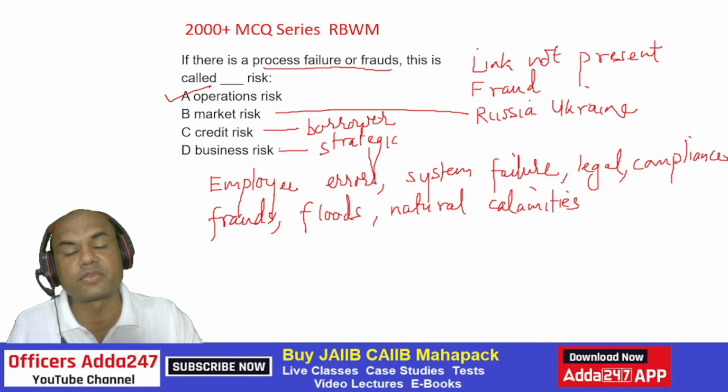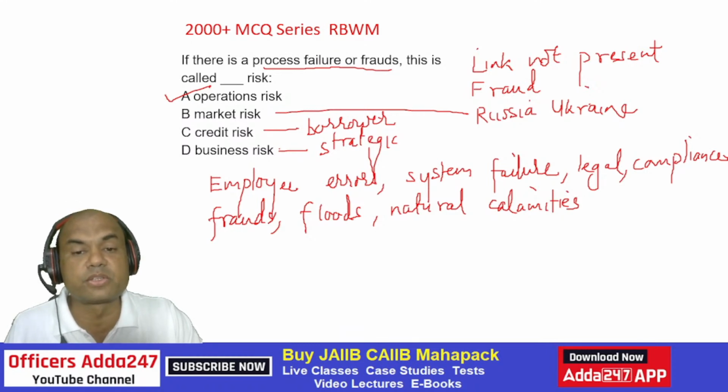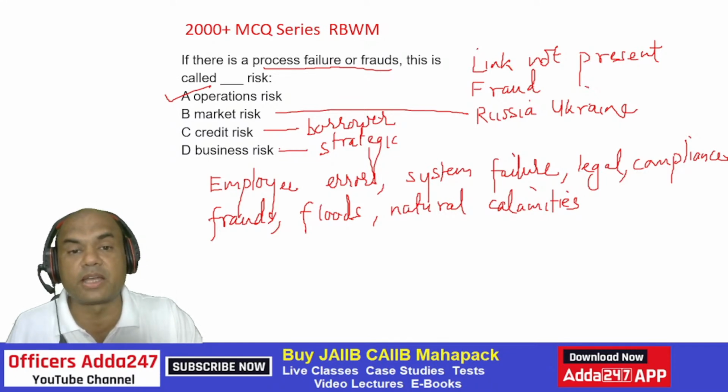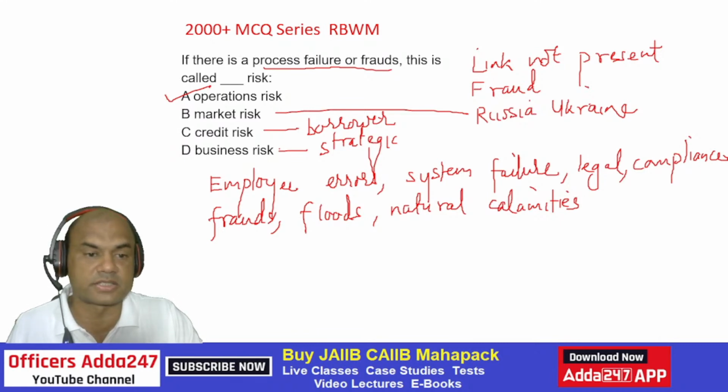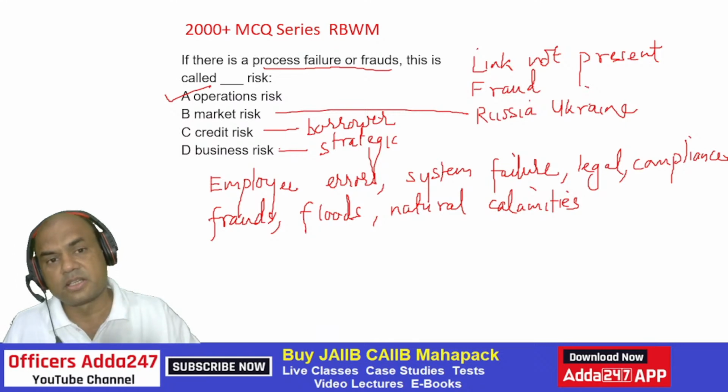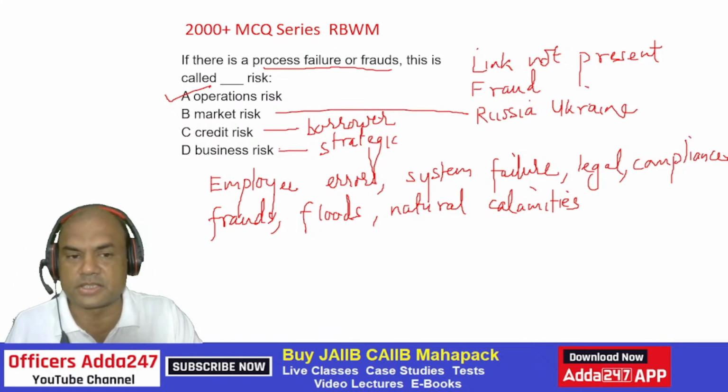Here the logic is very clear: because of which you cannot service the client properly, that is known as operations risk. Okay, so it is a process failure or frauds. This is called operations risk.